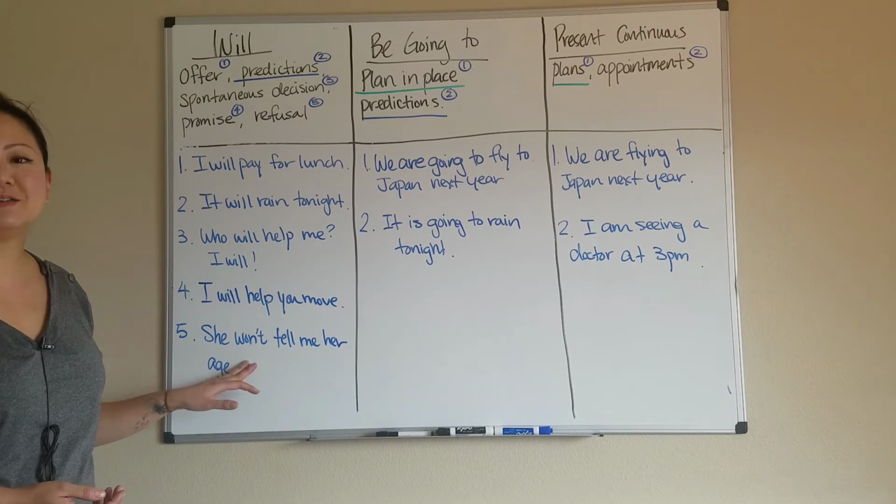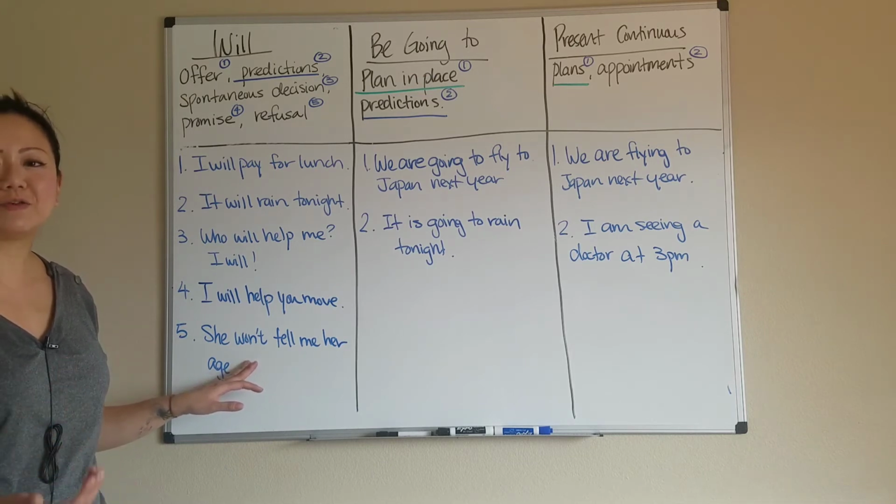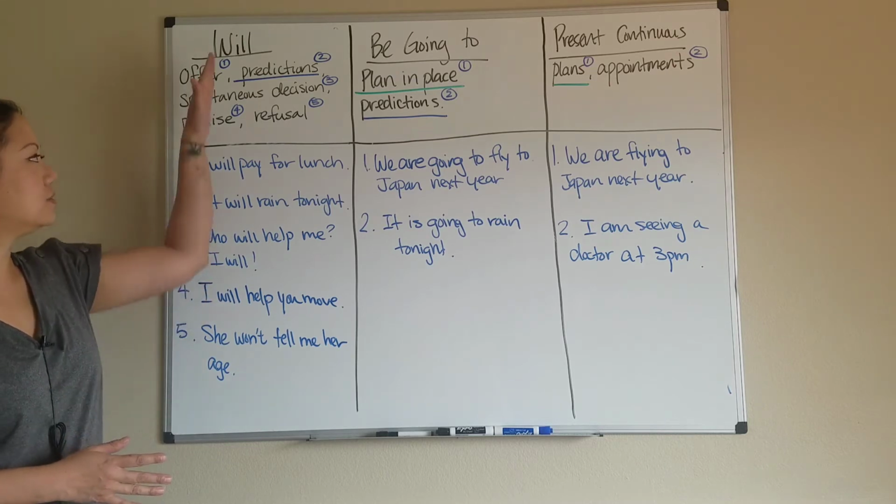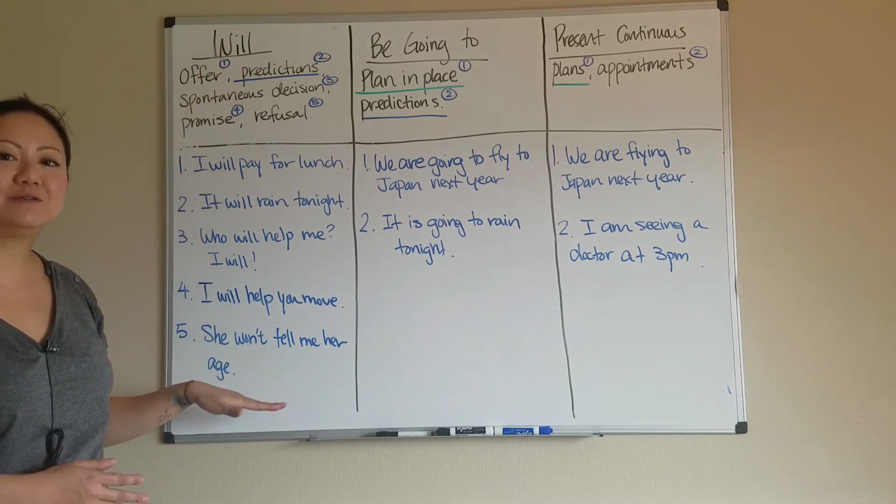So I'm not surprised he got this response, or you got this response. She won't tell me her age. She just won't do it. Okay, so these are 5 ways to use will.